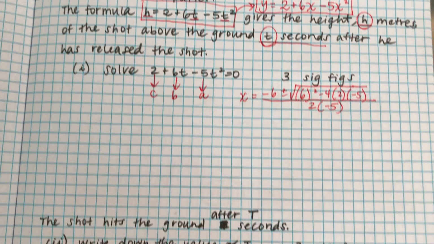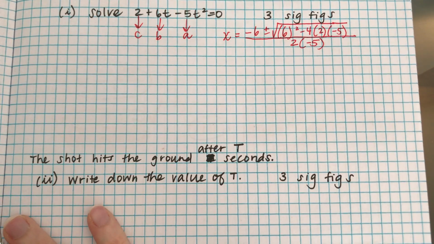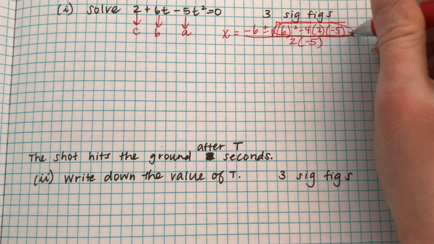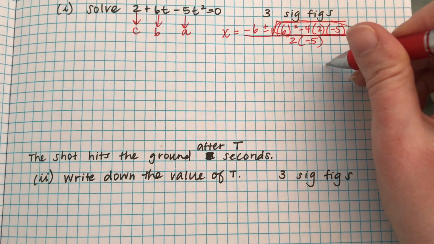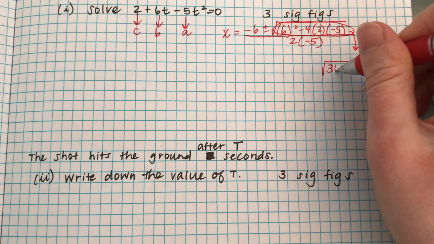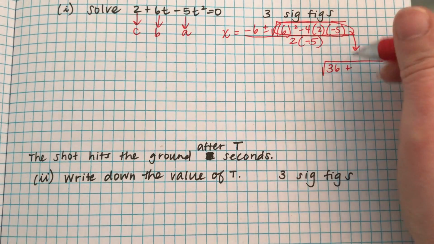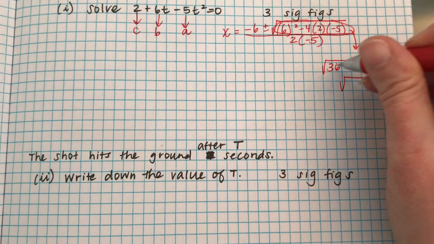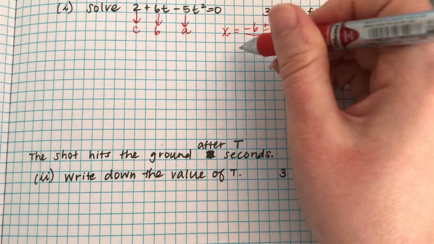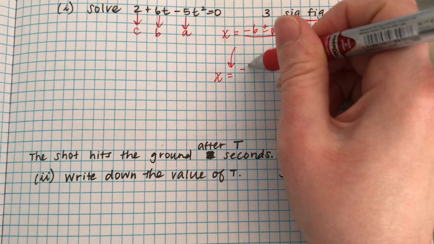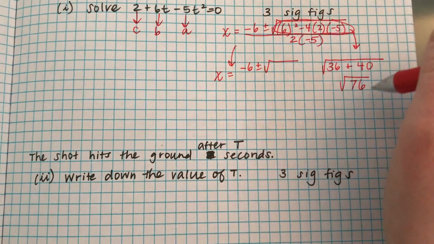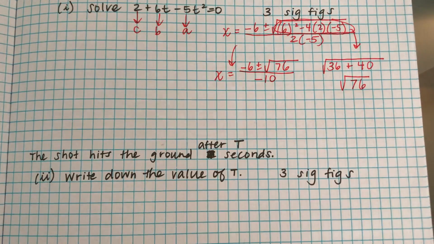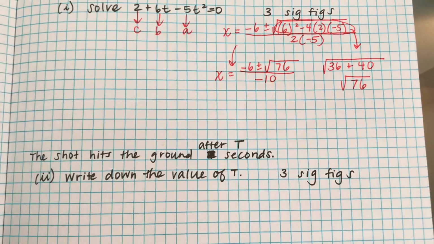Okay, so we're solving here. Remember, we always start underneath the square root. So I'm going to come to the side. I'll have the square root of 36, which is 6 squared, and then plus 8 times 5, which is 40. And so I would have plus the square root of 76. So bringing this down, x equals minus 6 plus or minus the square root of 76, divided by minus 10. All right, let's put that in the calculator and see what we come up with.